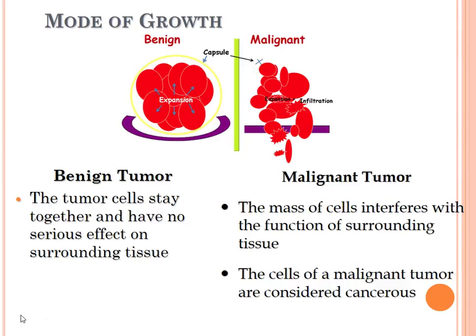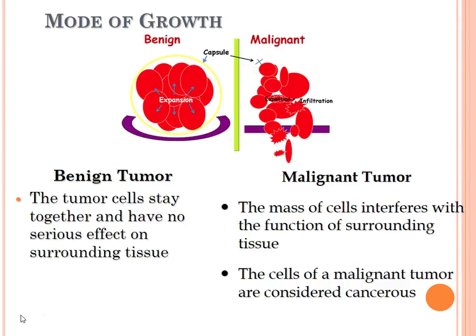Now there's two types of tumors. Benign tumors are not really considered cancerous. They're an unusual growth, but the tumor cells tend to stay together. They don't really have any serious effects on any surrounding tissue. Okay, so it's not necessarily a good thing, but it isn't cancer yet.